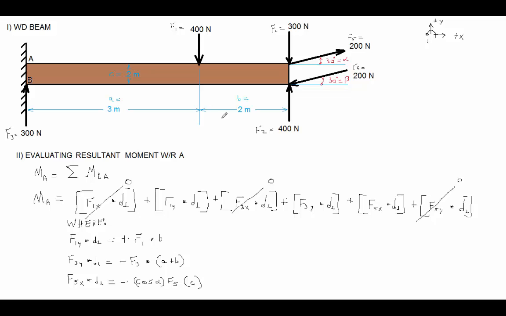So now we have the moment produced by this entire system expressed in just 3 terms. You could always evaluate each individual moment and say F1 times A plus F2 times A plus B plus F3, that would be 0. Plus F4 times A plus B plus F2 times A plus B. That would work, but it would be a lot more terms in your equation. It would end up being a lot more math.